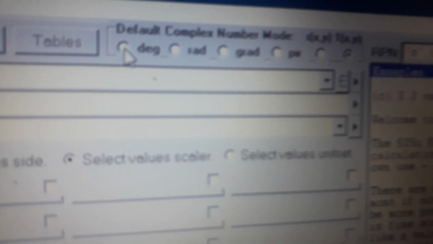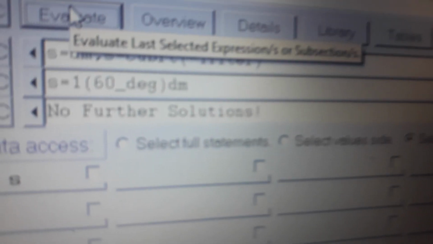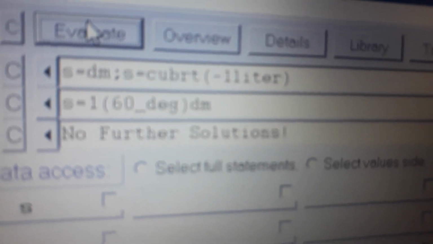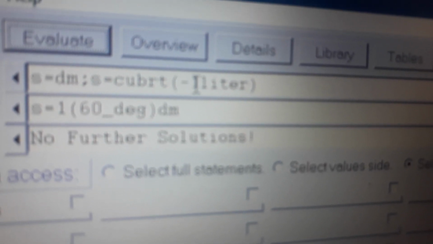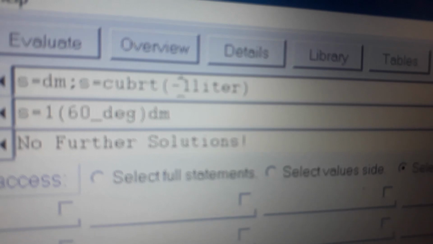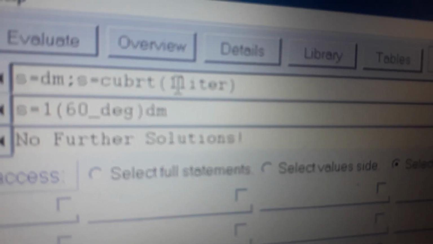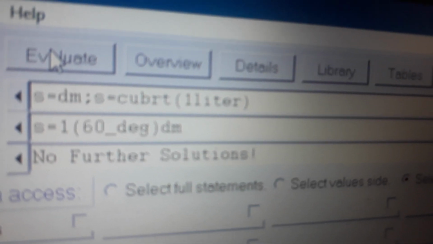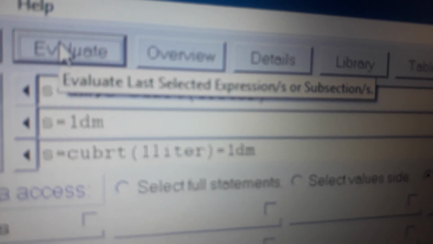What can I tell you more? Let's go back to degrees mode. Okay, then you will get 60 degrees there. Okay, so if I remove the minus there, I will only get 1 decimeter. You see, I'm just going to show you the modes.